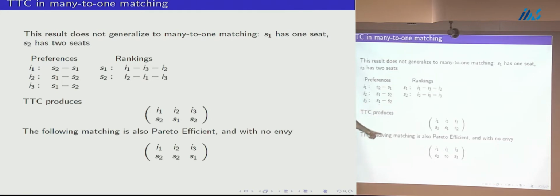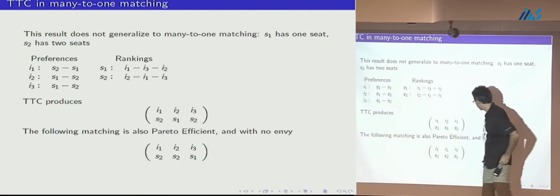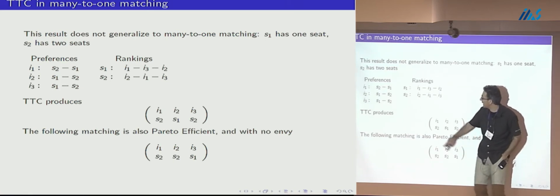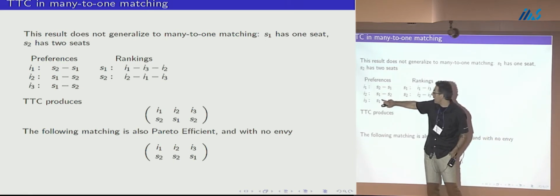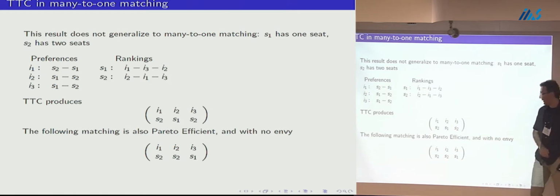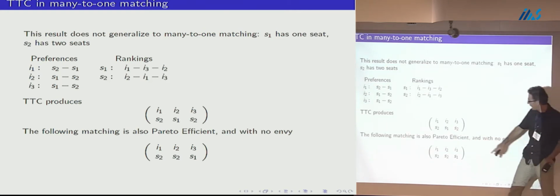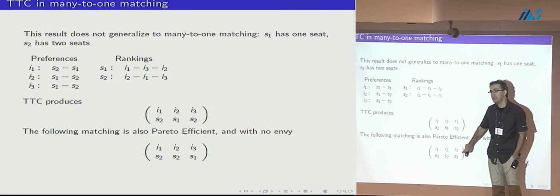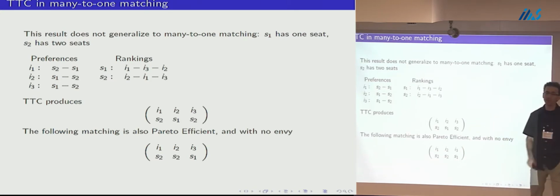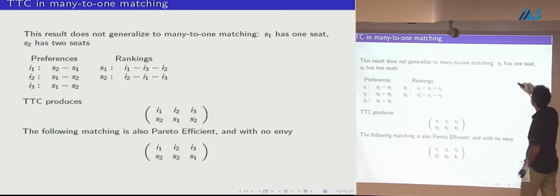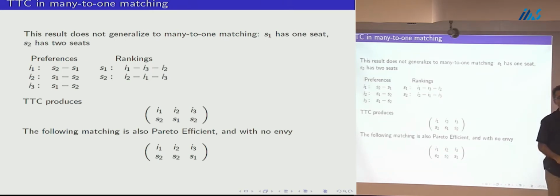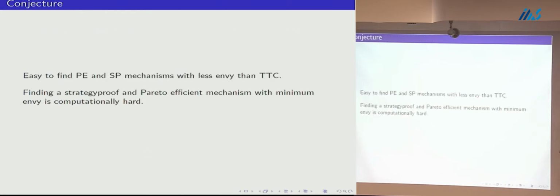But there's actually another matching here, where instead of student 2, student 3 is going to get S1. And that's actually going to be completely NV free. That is Pareto efficient, and it's NV free. And actually, based on that example, when some schools have more than one seat, we can create strategy-proof and Pareto efficient mechanisms that actually produce less NV than top trading cycles.